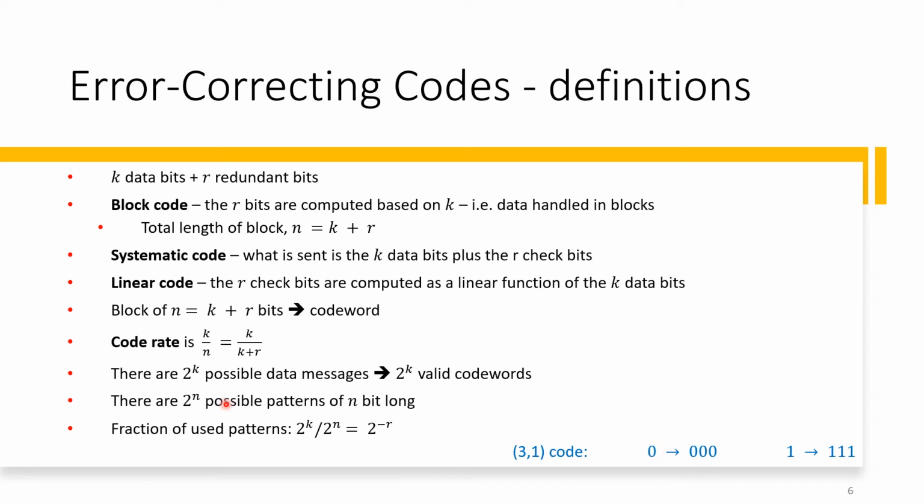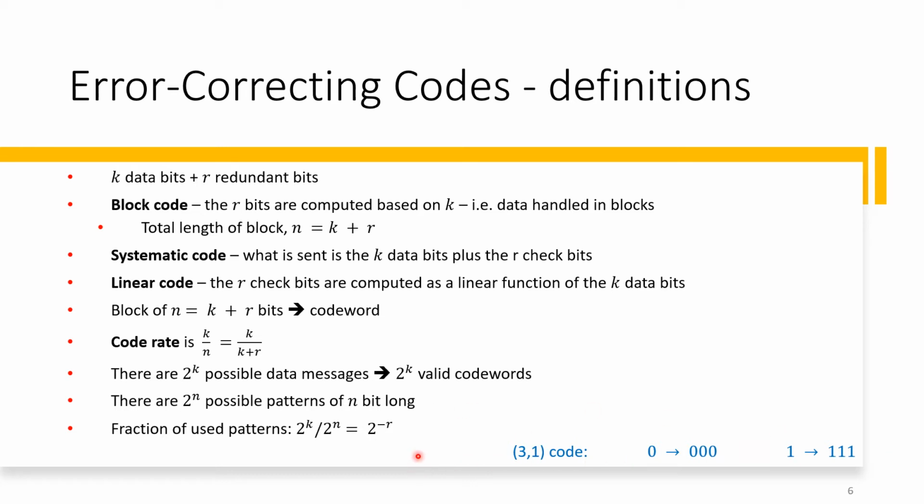In general, there are 2 raised to power K possible data messages. In this example, K is 1, so we have 2 possible code words, 2 valid code words, 0, 0, 0 and 1, 1, 1. Every other one is not valid. So the possible patterns is 2 raised to power N, which is 2 raised to power 3, which is 8: 0, 0, 0, 0, 0, 1, and so on. But they are not valid. The only 2 valid words are these 2.